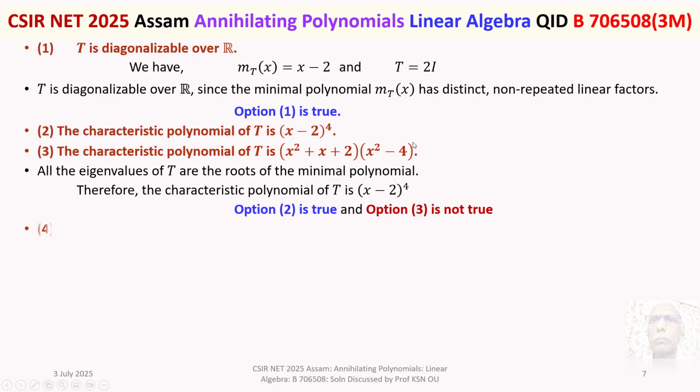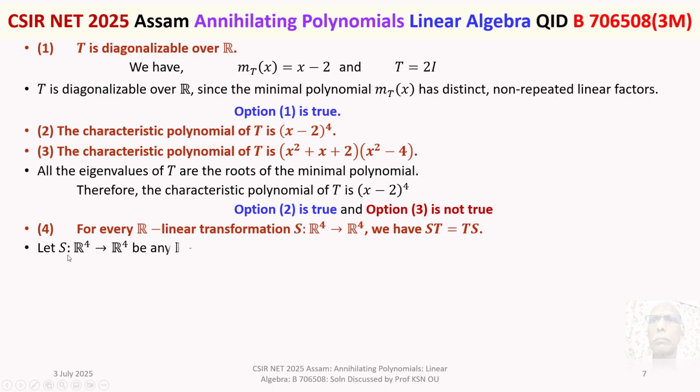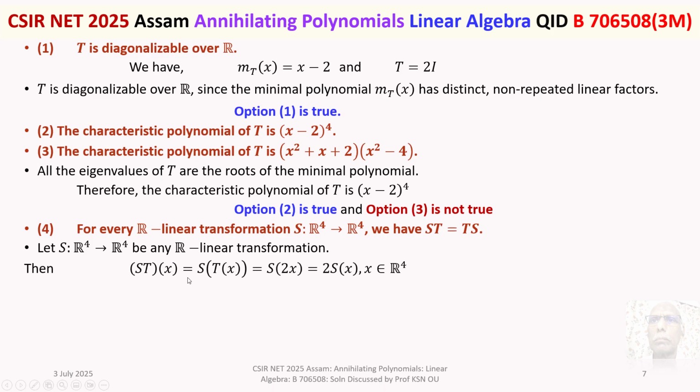But anyway, we will look into the leftover option, option 4. For every R linear transformation S from R power 4 to R power 4, we have ST is equal to TS. S and T commute. Now, let S from R power 4 to R power 4 be any R linear transformation. Then ST operating on x is equal to S of T of x. What is T of x? T is equal to 2I. T of x will be 2 times I of x, that is 2x. So S of 2x is equal to 2 times S of x, because S is a linear transformation, true for all x belongs to R to the power of 4.